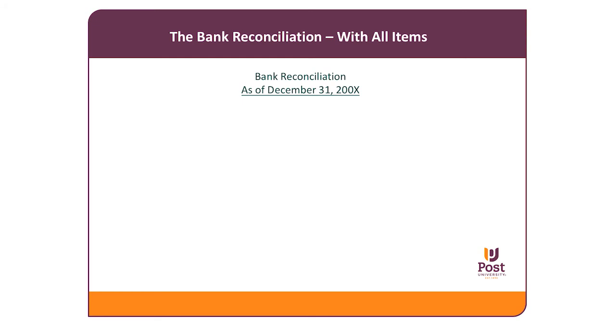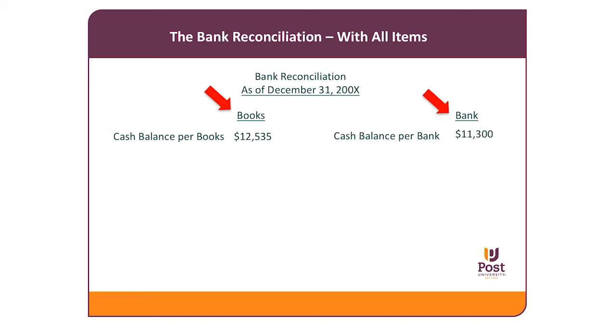If we put all of these items together into one bank reconciliation, here is what it would look like. The balance per our records is $12,535. The bank statement is showing a balance of $11,300. The difference is caused by the reconciling items. The deposits in transit is $1,000. Remember, this is a deposit that has not yet been made at the bank.